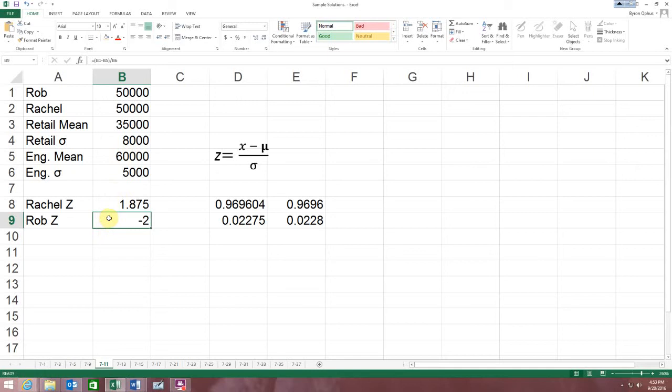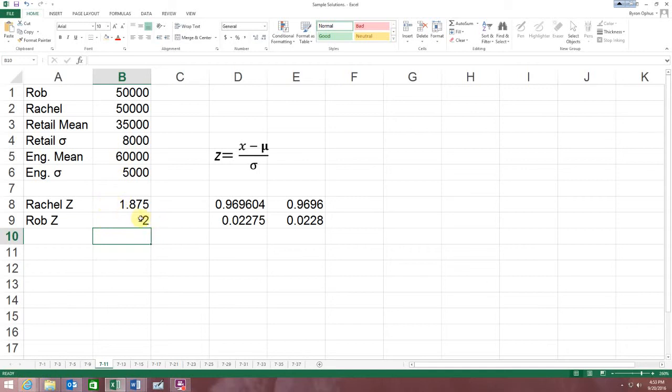And Rob's is the same way. Again, we just have to plug in the formula. It's equal to, parentheses, Rob's x is the same, minus the engineering mean, which is 60,000, divided by the engineering standard deviation, which is 5,000. So Rob comes out with a minus 2.